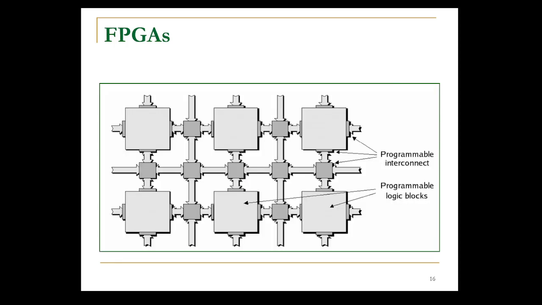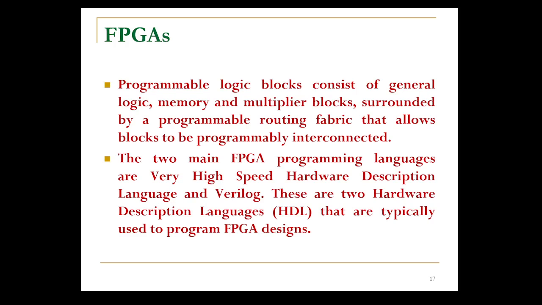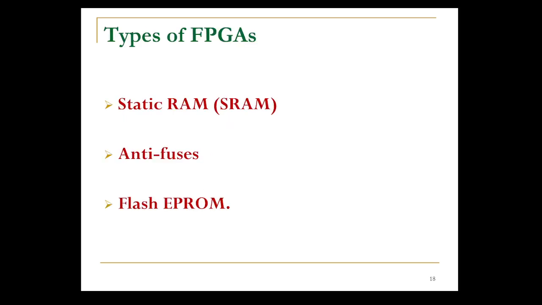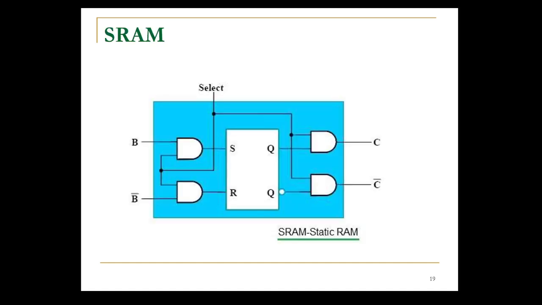So FPGA has a series of CLBs which are connected with the help of programmable interconnect. A programmable logic block consists of general logic, memory, and multiplier blocks, which is bounded by a programmable routing fabric that allows blocks to be programmably interconnected. The two main important programming languages with respect to FPGA are Verilog and VHDL. There are different types of FPGAs based on families: static RAM, Antifuse, and then Flash, which is nothing but EEPROM.